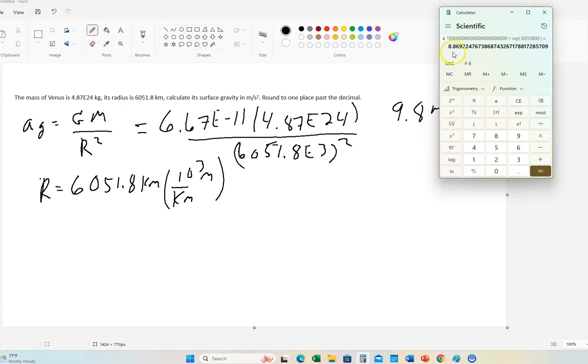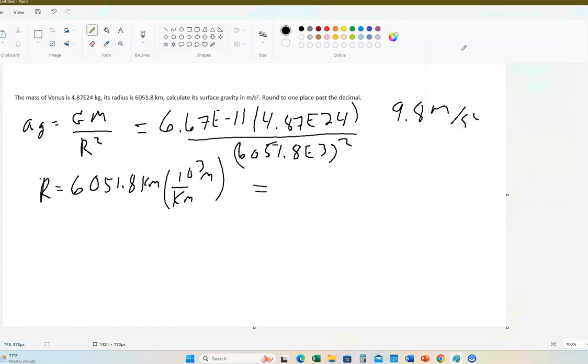So what is it compared to 9.8? Not surprisingly, it's a little bit smaller, right? If we're going to round to one place past the decimal, it would be 8.9, right? Because it's 8.86. So for Venus, the surface gravity would be 8.9. Of course, the units are meters per second squared. So really, you just have to come up with that number.